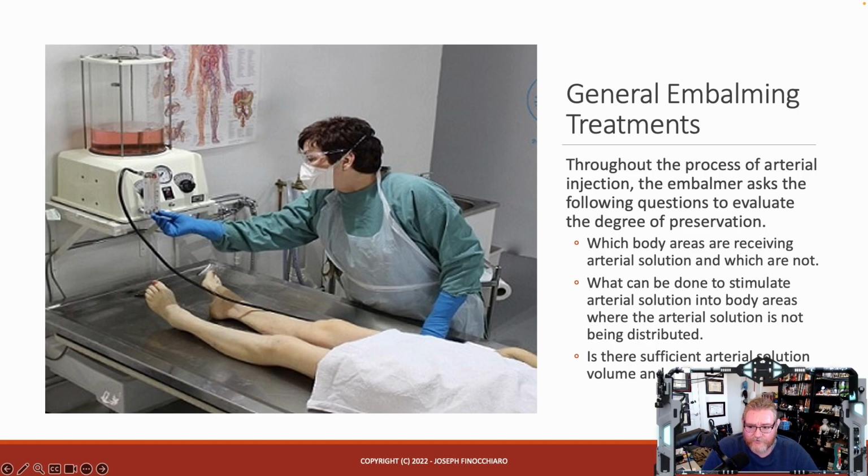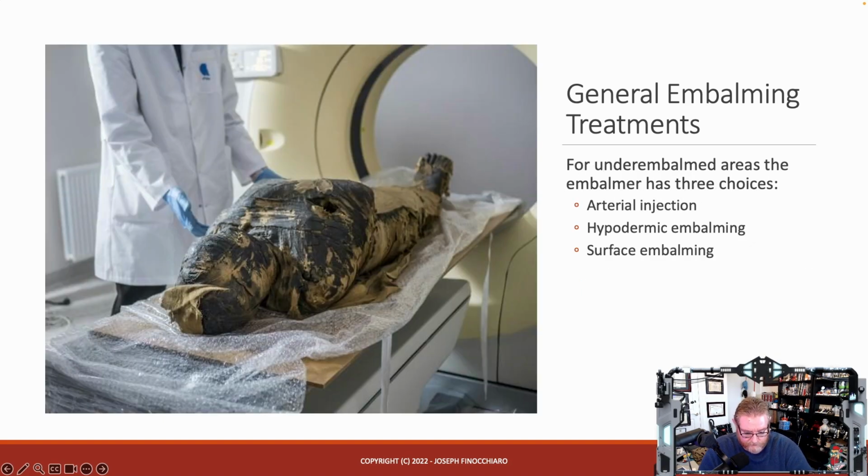So general embalming treatments. Throughout the process of arterial injection, the embalmer asks the following questions to evaluate the degree of preservation. What body areas are receiving arterial solution and which are not? What can be done to stimulate arterial solution into body areas where the arterial solution is not being distributed? And is there sufficient arterial solution volume in all body areas? For under-embalmed areas, the embalmer has three choices: arterial injection, hypodermic embalming, or surface embalming.